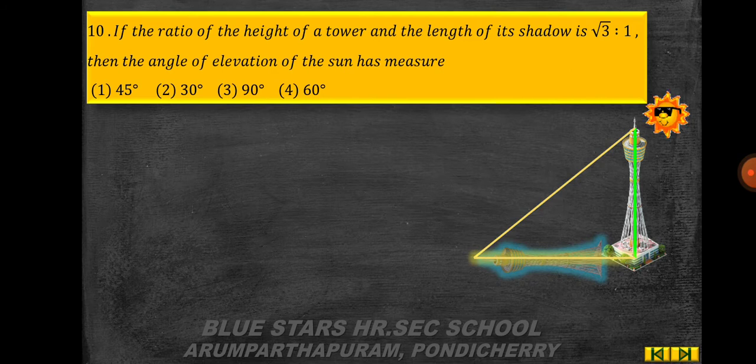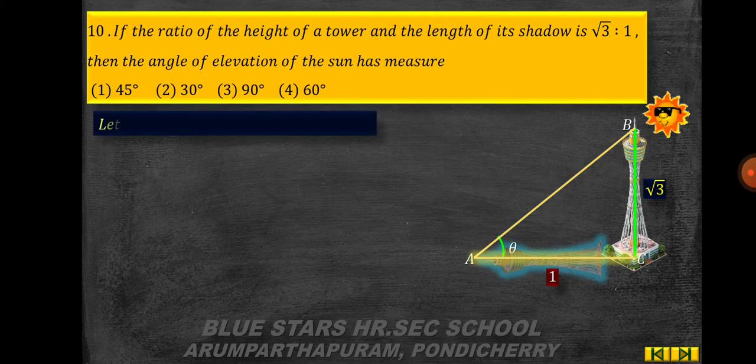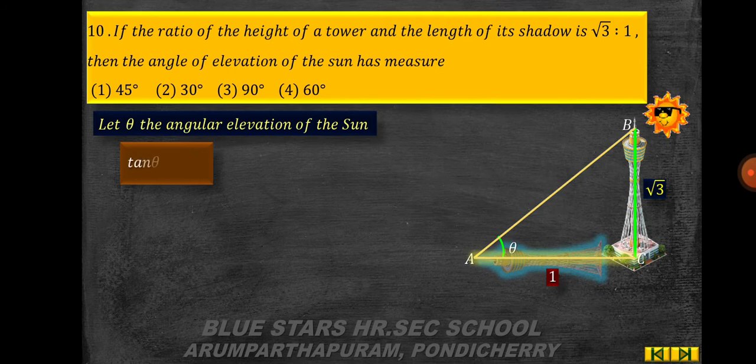So join the points from the top of the tower to the shadow of the tower and the distance between the shadow of the tower. So the angle is theta. You just name the points as A, B, C. BC is √3 and AC is 1. Let theta be the angular elevation of the sun.